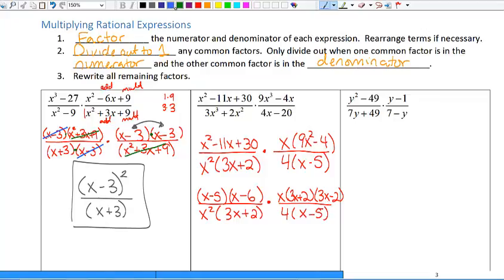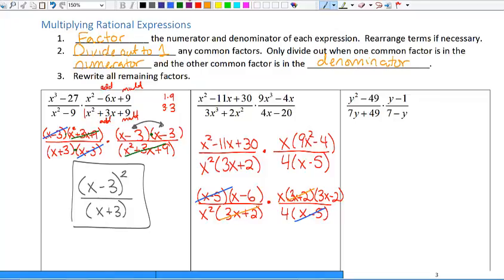So now I look for anything in the top with anything in the bottom. It doesn't matter which side it is as long as one's in the top and one's in the bottom. I see an x minus 5 that needs to get divided out. I also see a 3x plus 2 that needs to get divided out.